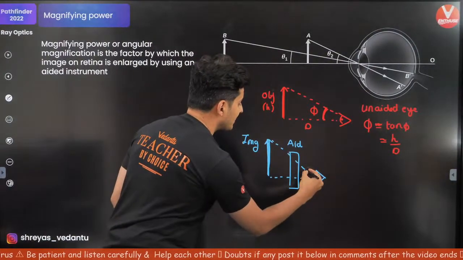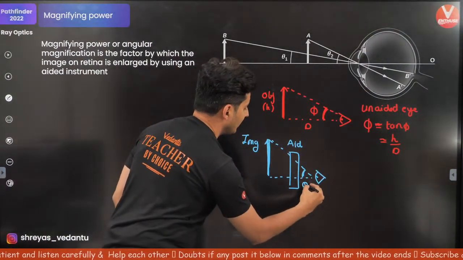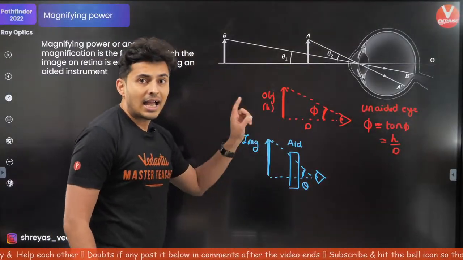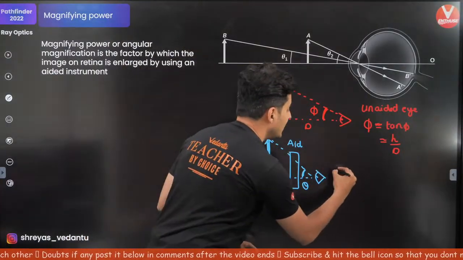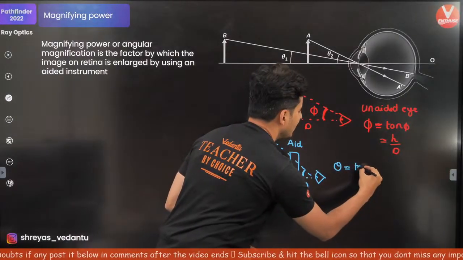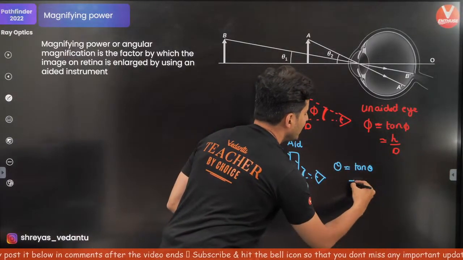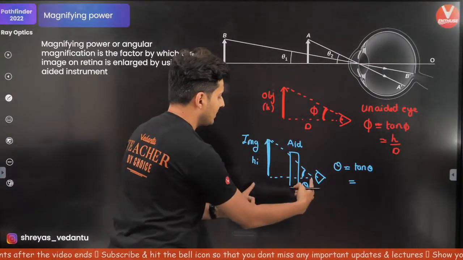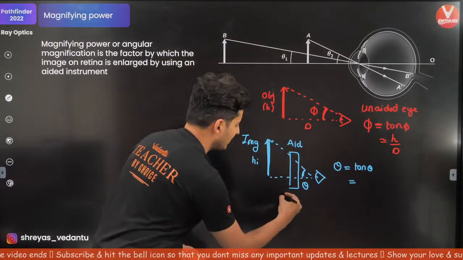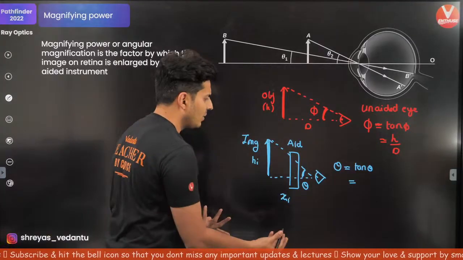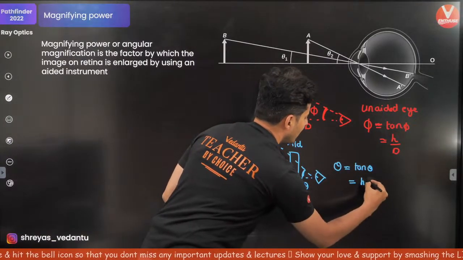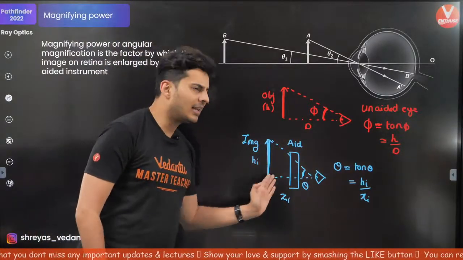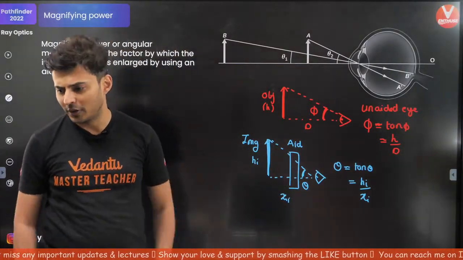Now it will subtend some other angle. Let's say I call it theta. The value of this theta, which is approximately tan theta, will be the image height, which I can call hi, divided by this distance, which I can call xi. So it will be nothing but hi by xi. You can give it any numbers or variables that you want to.